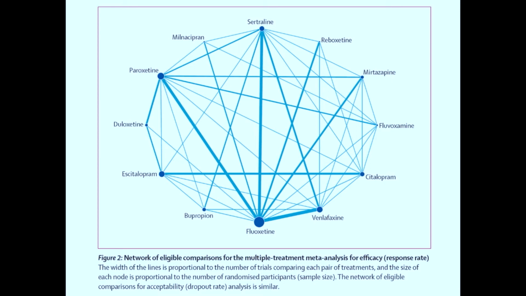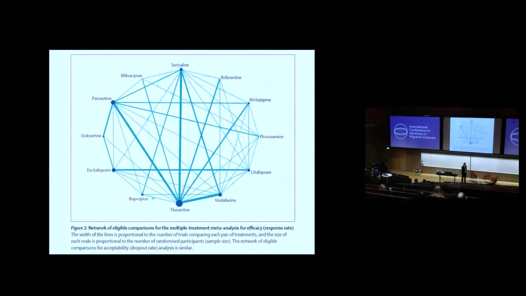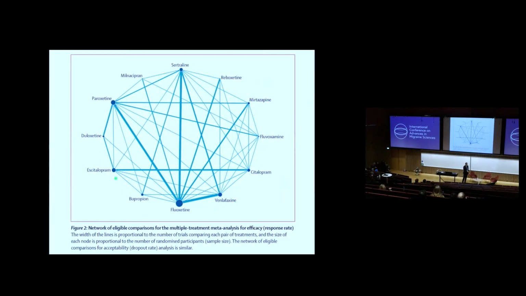The lines represent the trials comparing the two drugs, and the width of the line is proportional to the number of trials comparing the two drugs. So we have a lot of studies comparing fluoxetine with venlafaxine, not so many fluoxetine and bupropion. Look here. We don't have studies comparing reboxetine and mirtazapine.